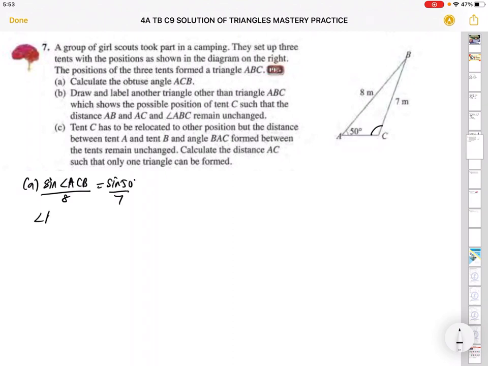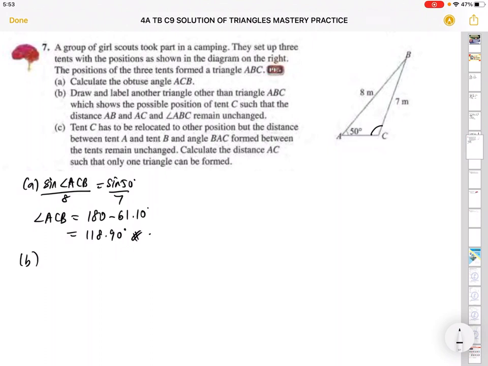ACB will be, when you use your calculator, you get 61.1, but you need to do 180 minus that, because the question already mentions obtuse. So this will be 118.90.